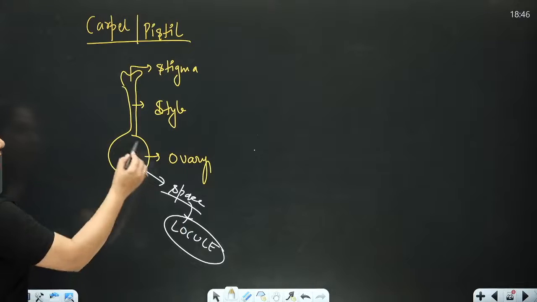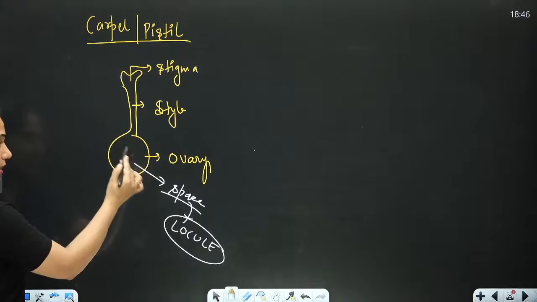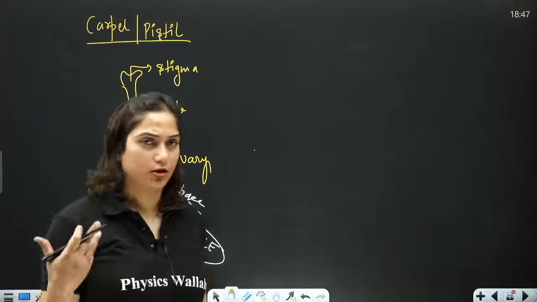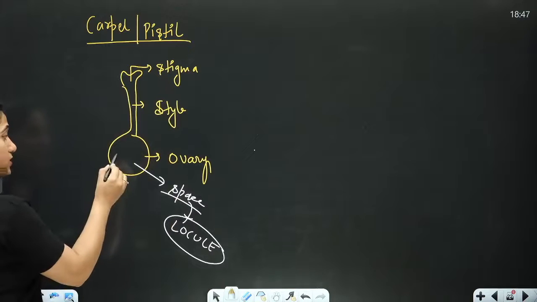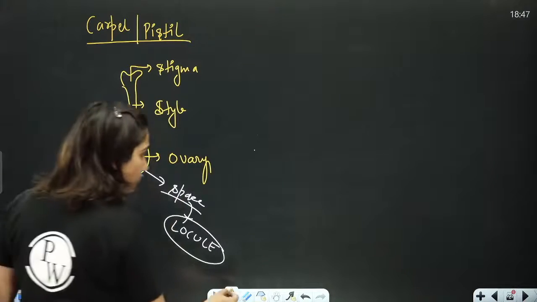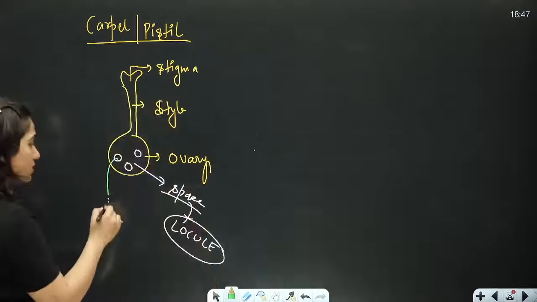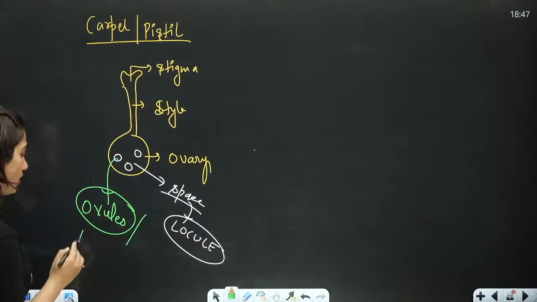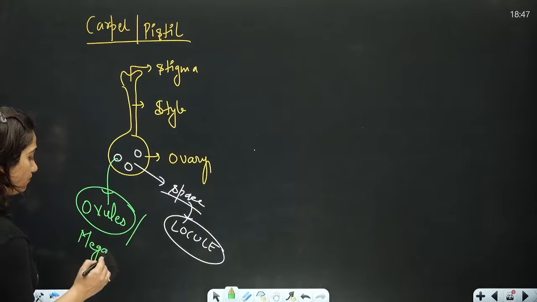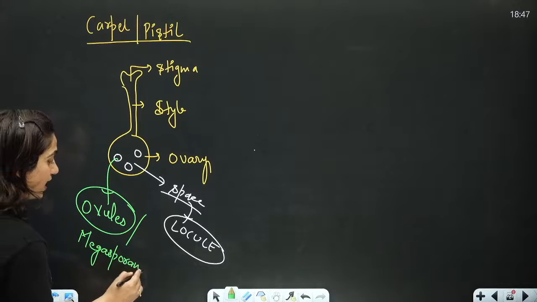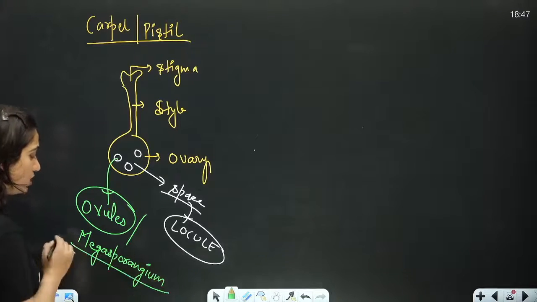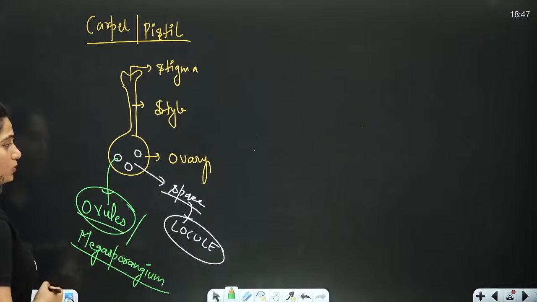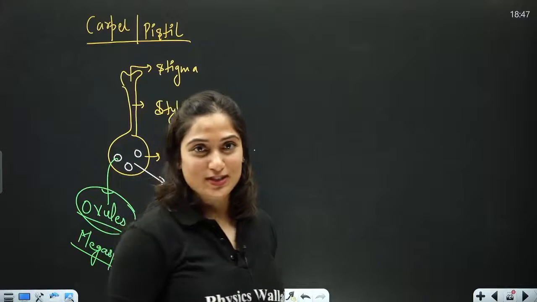If there is a single space, it is unilocular. If there are two spaces, bilocular; then trilocular, multilocular, okay? And within this space, what important structures are present? Ovules are present, which are also called megasporangium. Inside the anther, microsporangia were present, but inside the ovary, megasporangia are present, which are also called ovules.